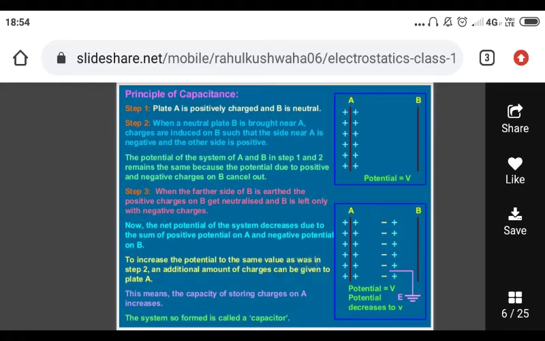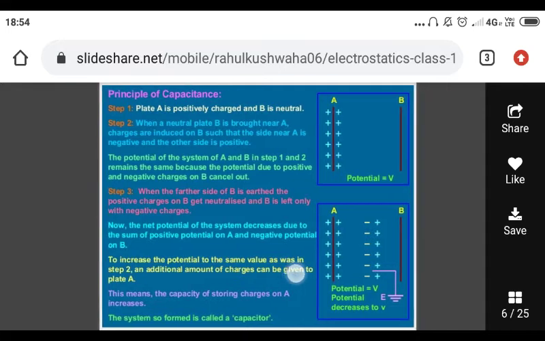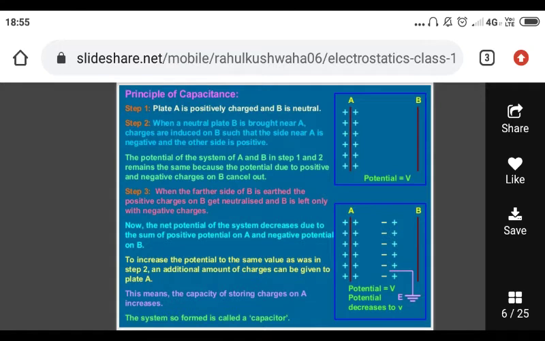So the potential of the system A and B in steps 1 and 2 remains the same because the potential due to positive and negative charges on B cancels out. There is no change in potential because we have not created any other charge. You can see the number of positive and negative charges is the same, so the potential remains the same.